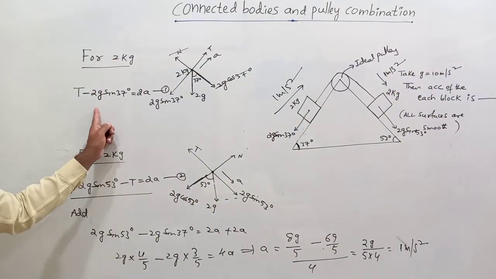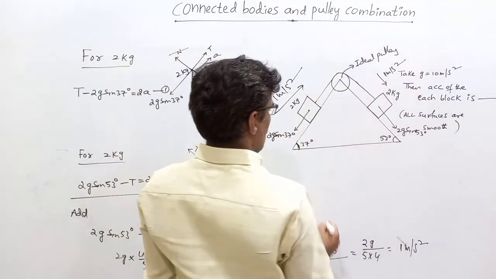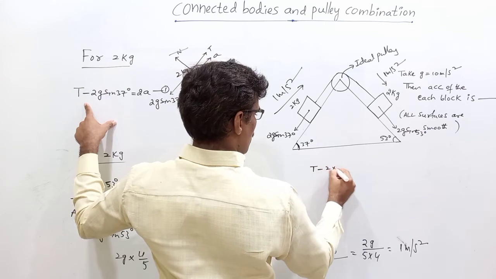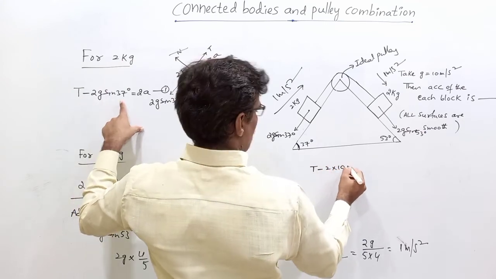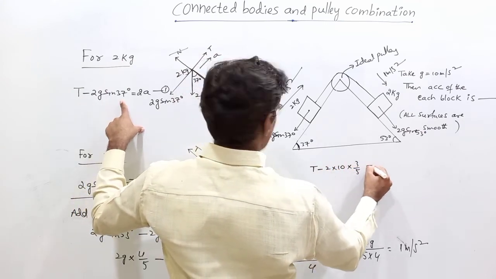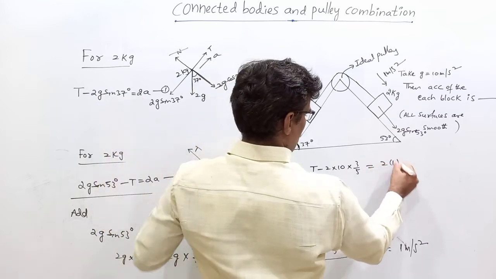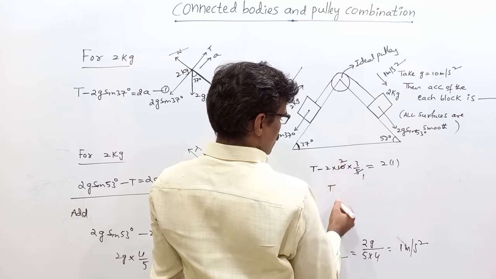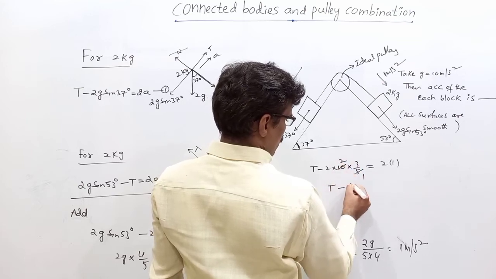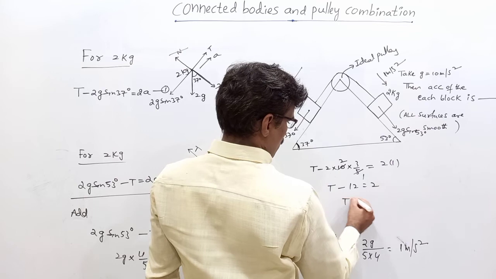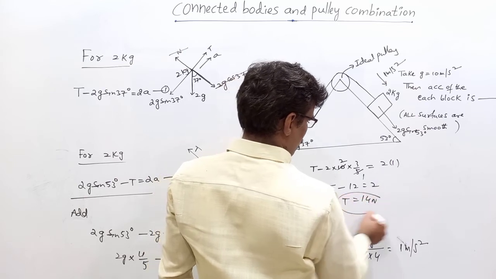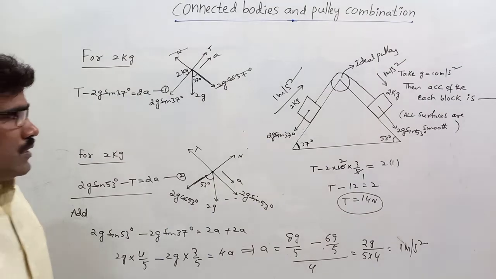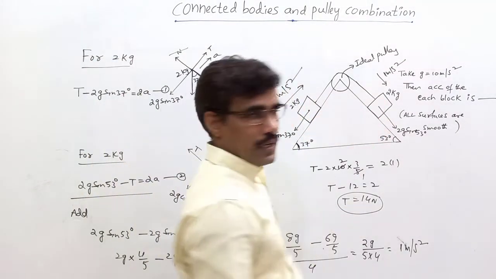What is the tension in the string connected between these two? For the tension in the string, we use T minus 2 into g value 10 into sin 37, which is 3 by 5, equal to 2 into 1. So T minus 12 equals 2, T equals 14 Newton. 14 Newton is the tension in the string connected between the 2 kg and 2 kg.